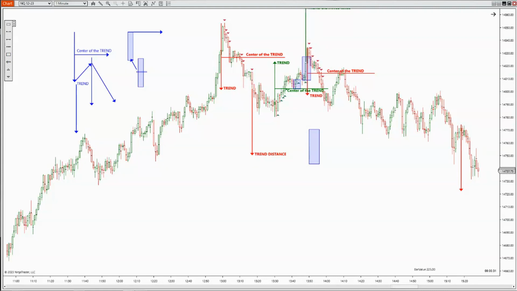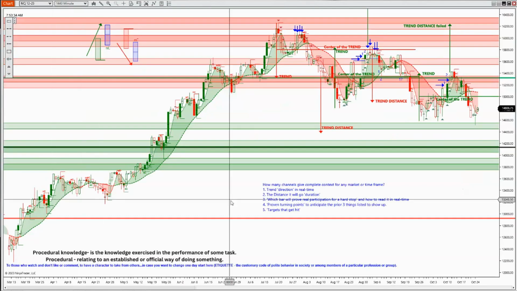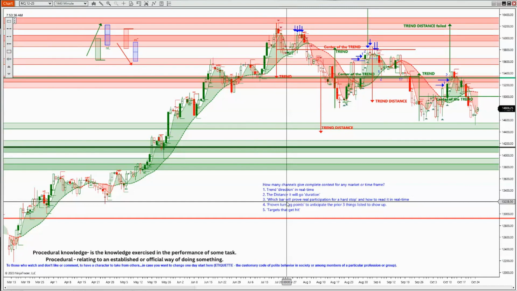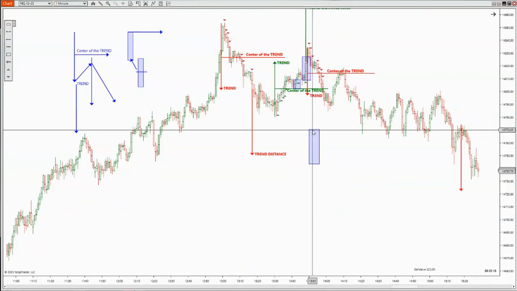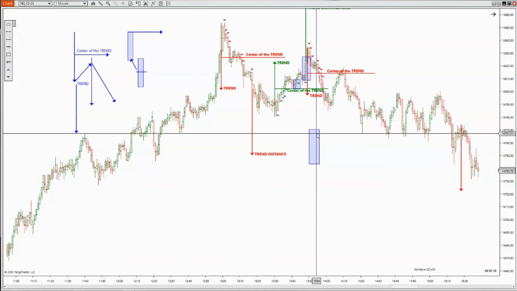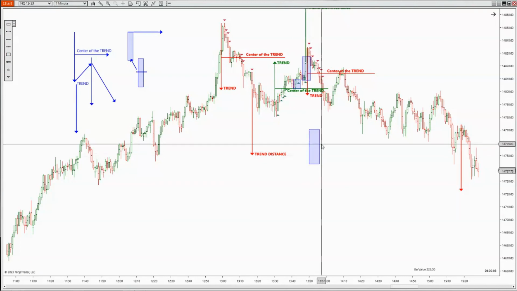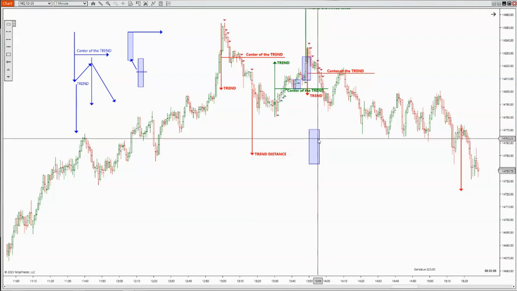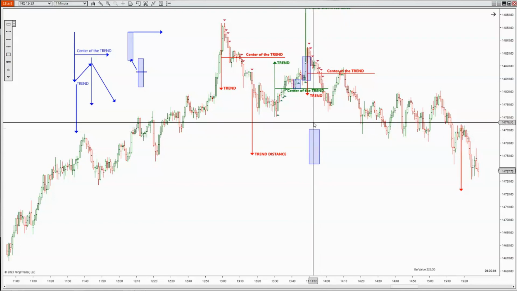Now, remember, let's put this up here again. I want to make sure that you understand what it is that I'm trying to put in front of you. Number three, which bar will prove real participation for a hard stop? That's really important, and we're going to talk about what that is. So, when it comes to timing the market, there's various different ways you can time it. But my goal is to give you something that's holistic that can get you real participation. You need to know where the money is really at and where you can get it to work.